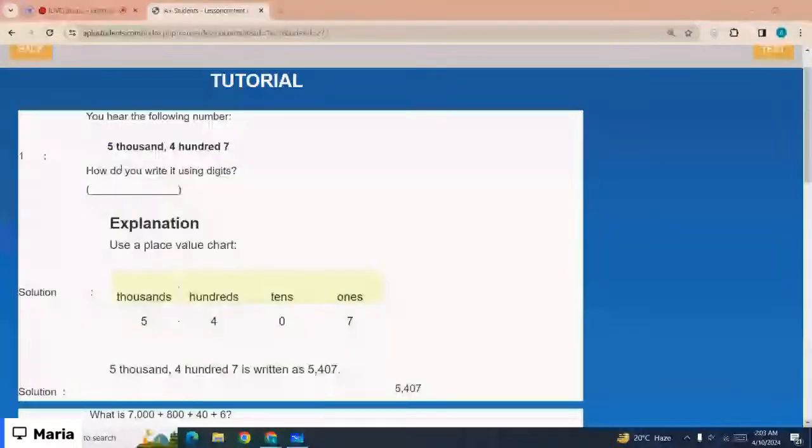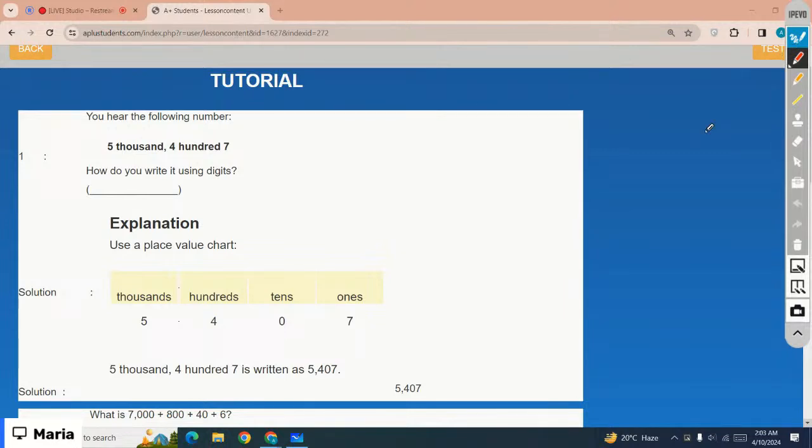The place value chart tells you the value of a digit in a number. That is the definition of the place value chart. Place value chart tells you the position of a digit in a number, right? So you are given 5407. So let's just make a place value chart.